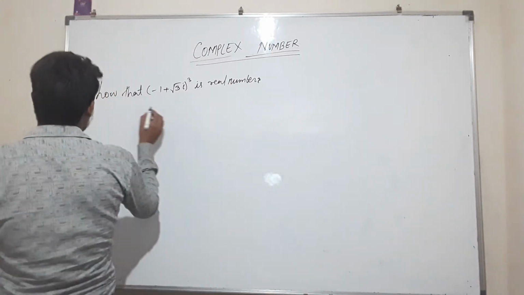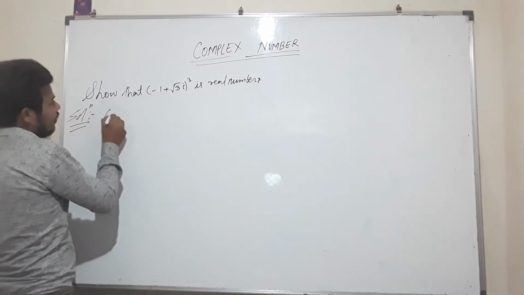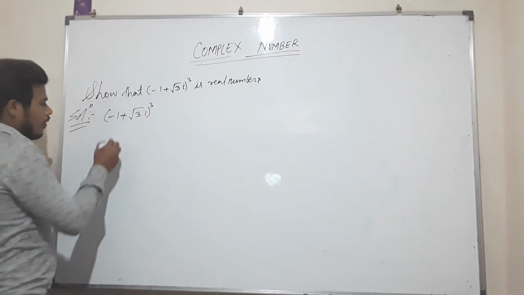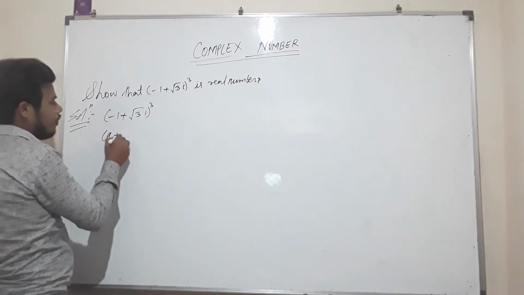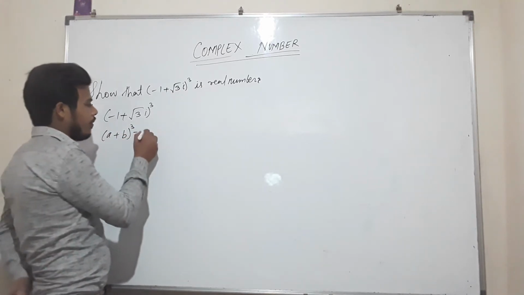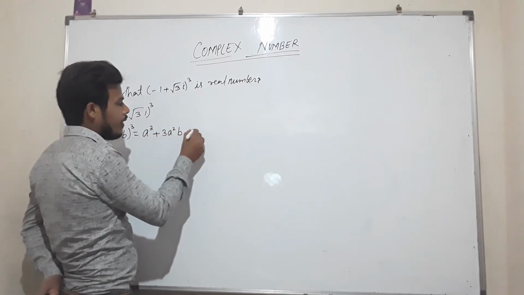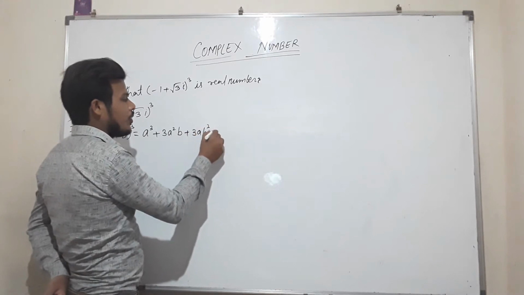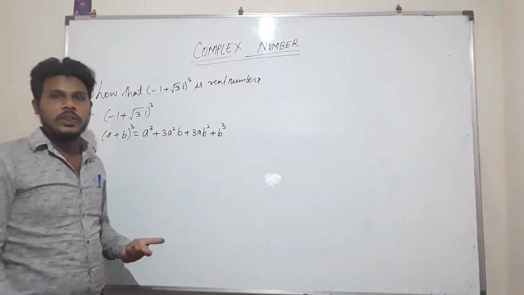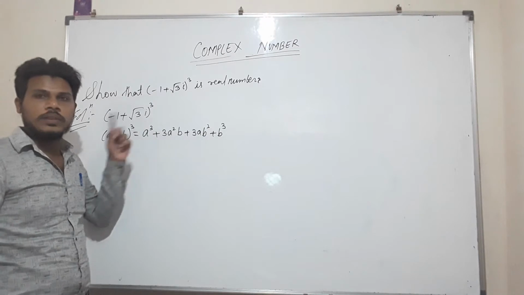Okay, so we will start with the formula for (-1 + √3 i) cube. We have to apply the formula of (a + b) cube. What is (a + b) cube? (a + b) cube is a cube plus 3a square b plus 3ab square plus b cube. This is the formula of (a + b) cube. We will apply the same formula for (-1 + √3 i) cube.